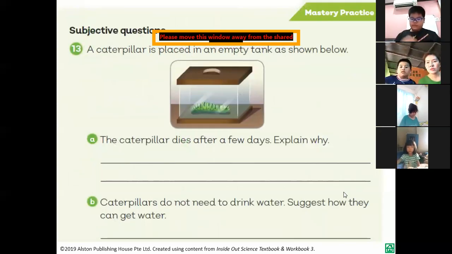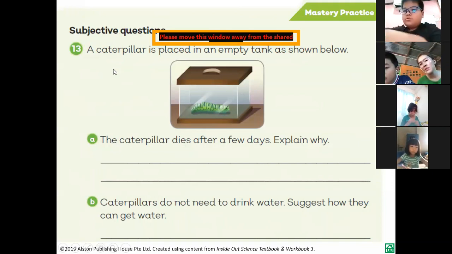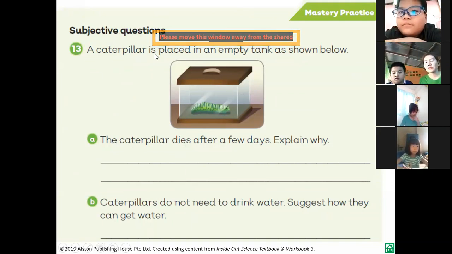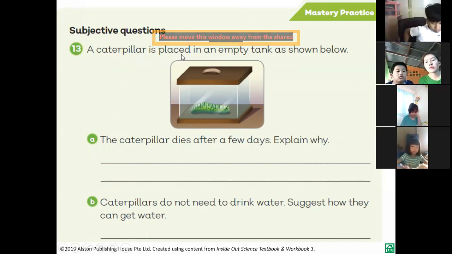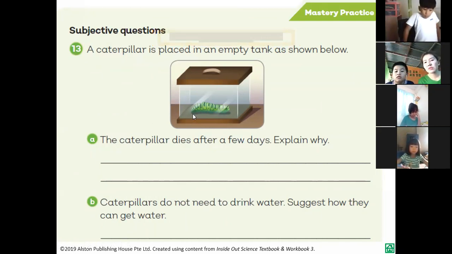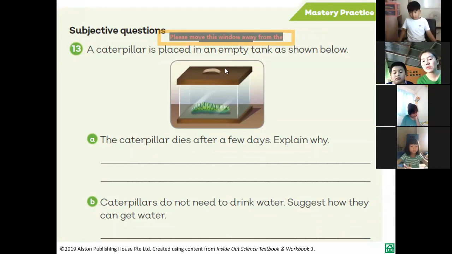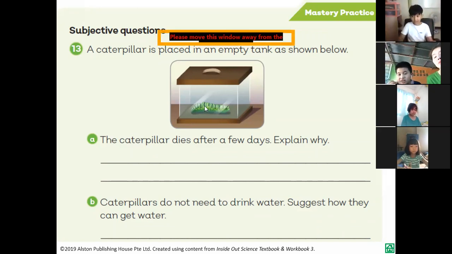Okay, now let's try to answer this one. This is a subjective question. Number 13. A caterpillar is placed in an empty tank as shown below. So this one is the empty tank. This one is the caterpillar.